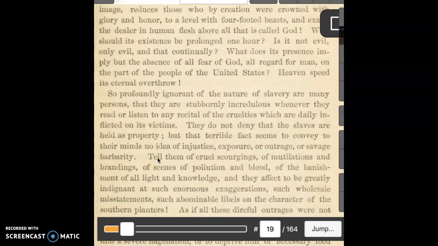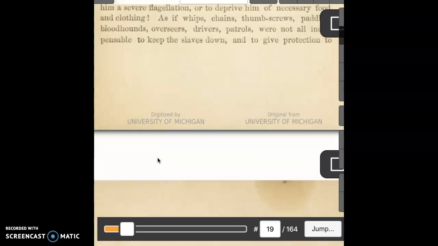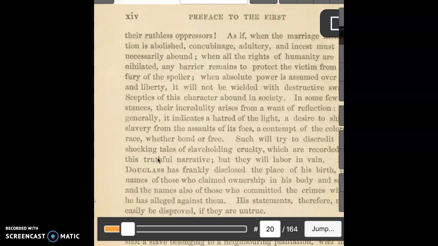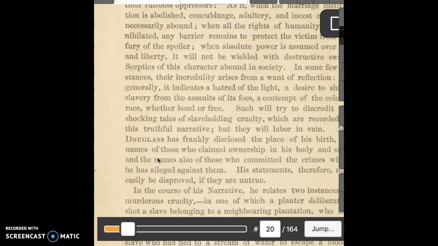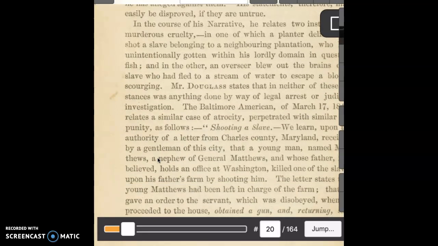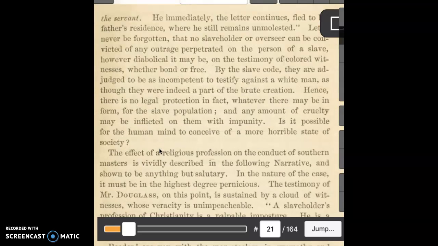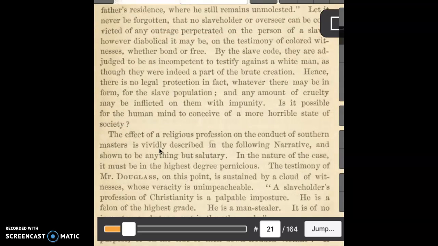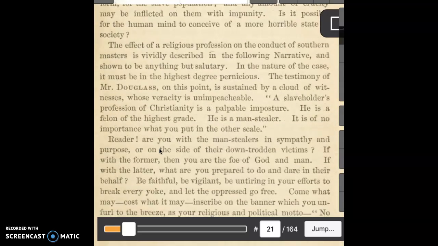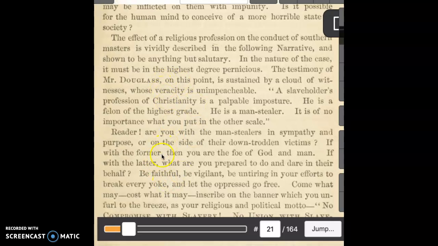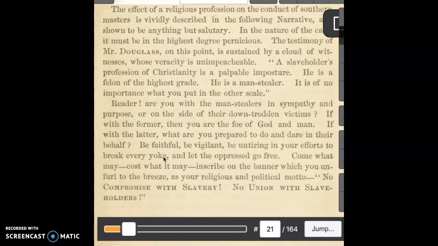It is a difficult read, but it is also an important book that ended up being really essential to the cause of abolition. So I'm excited for you to read it. I think it goes to the heart of a lot of American history and the contradictions in American history.